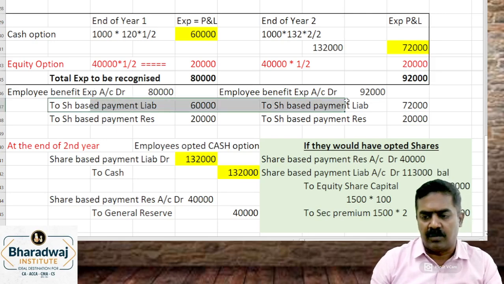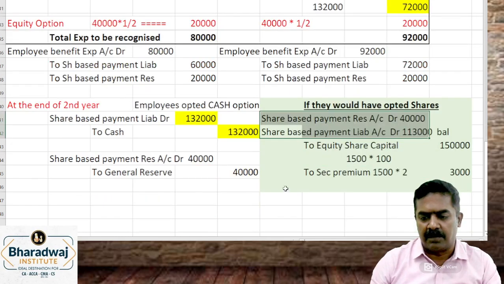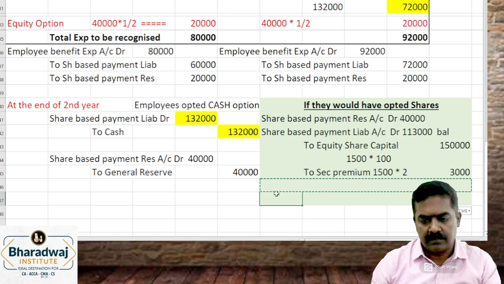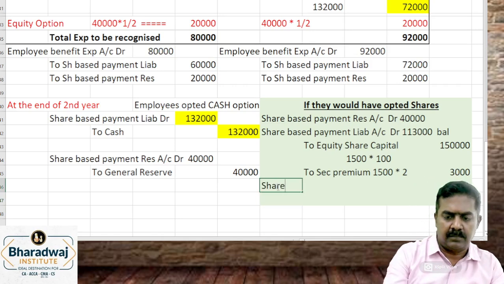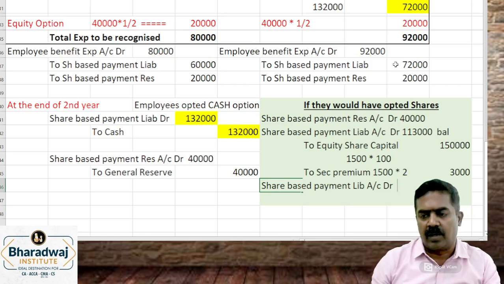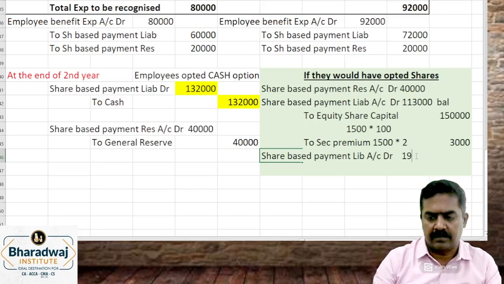We created 1,32,000, but the liability is only 1,13,000. Now what will you do with the balance? General reserve. What is the balance available? 132 minus 113, how much balance is available? To which account?